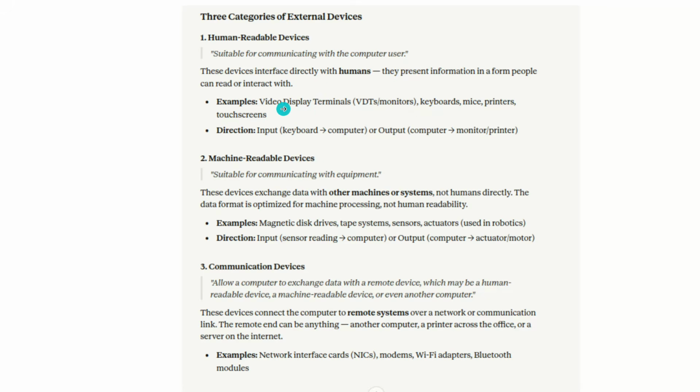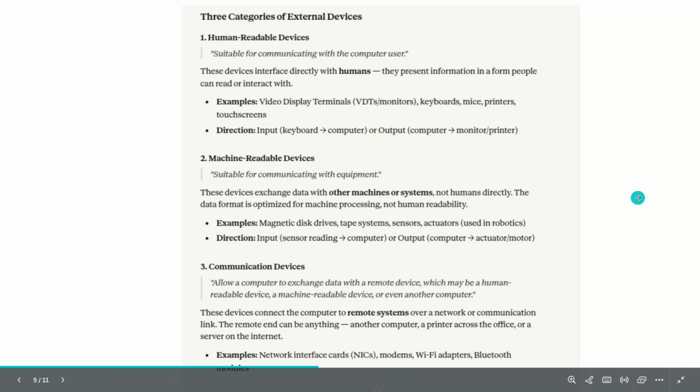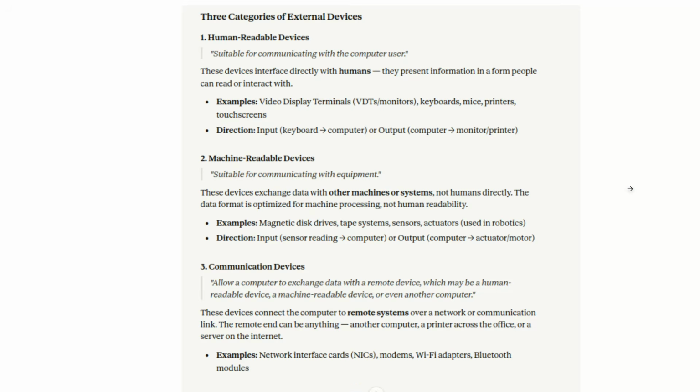The examples are the video display terminal, monitor, keyboard, and mic, where we humans directly speak to the mic. Printers, where we tell the computer what we want to print. And the touch screen, where we touch the screen and that is how it works. So human readable devices are suitable for communicating with computer users. Through these devices, the system communicates with us. Such devices are called human readable devices.